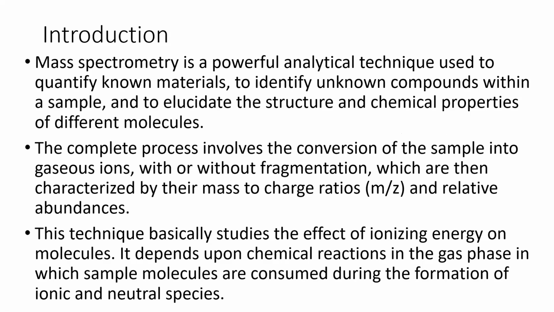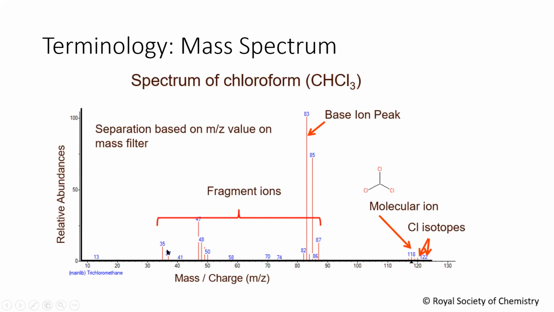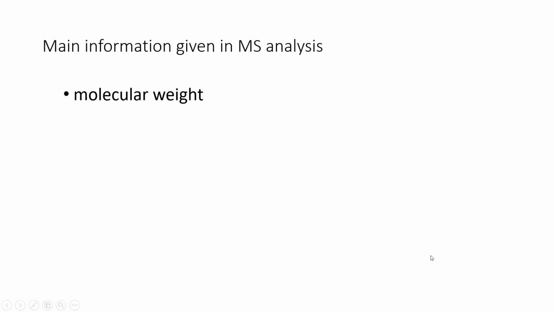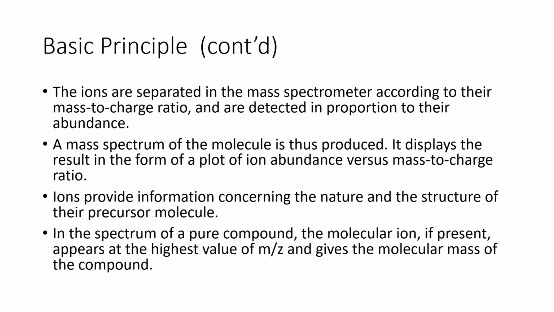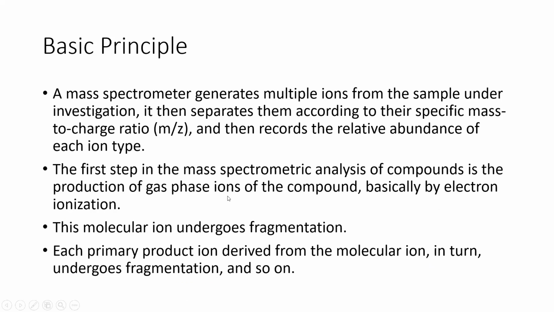And if you go back to the slide we had here, you can see that these ions are separated according to their masses. The mass to charge ratio, they are separated. There's 35, 37, 48, and the likes, up to the highest M over Z value. So they are separated according to their mass to charge ratio, and they are recorded. The relative abundance of each ion is now recorded.